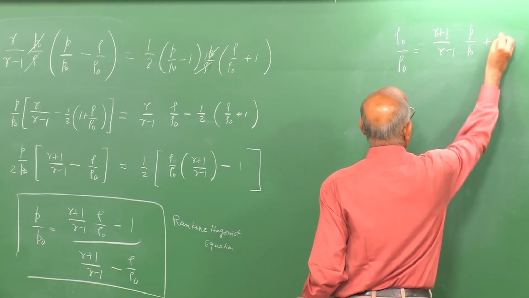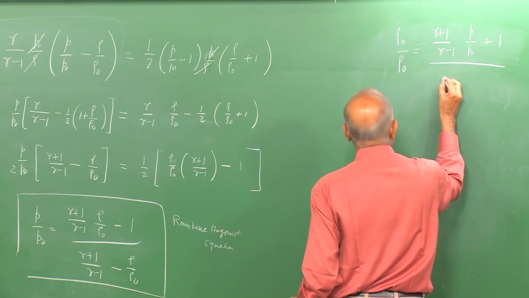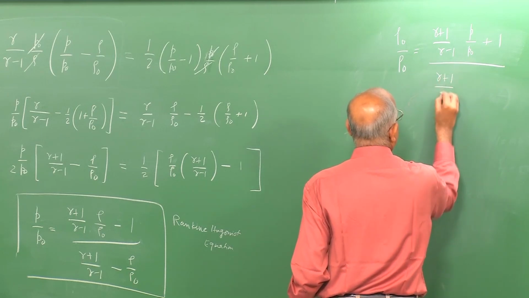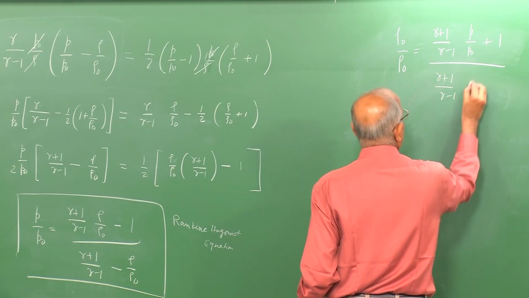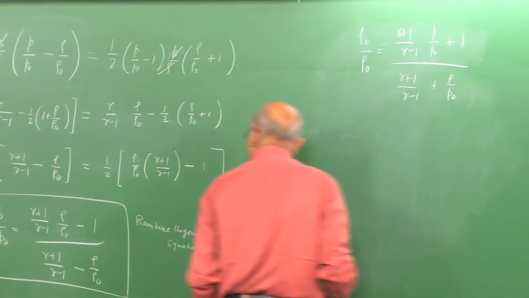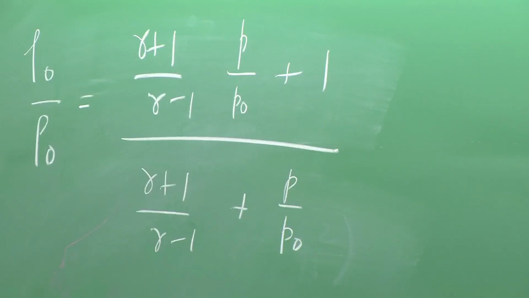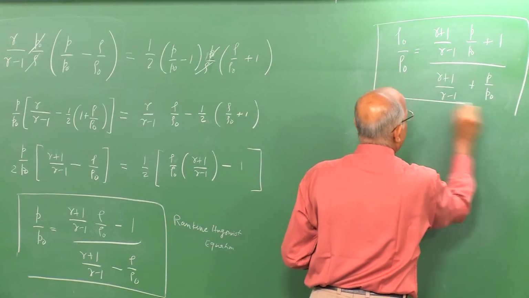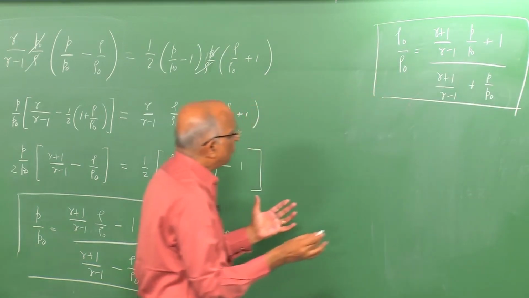Now, in this case it will be plus 1 divided by gamma plus 1 divided by gamma minus 1 into plus of p by p 0. This is also a Rankine-Hugoniot equation. Therefore, these two equations are known as Rankine-Hugoniot equations and describe what is the value of the pressure ratio.